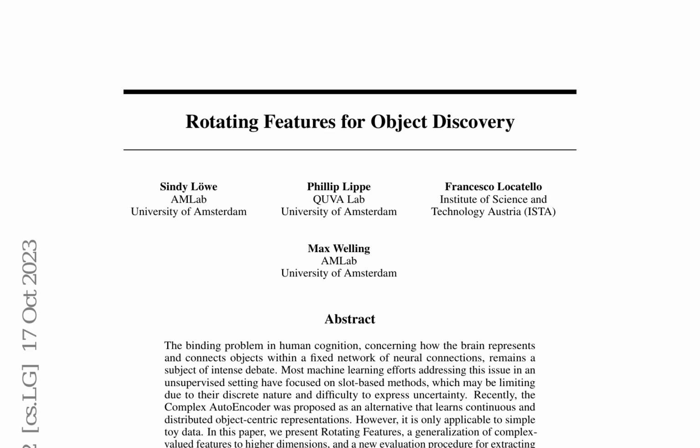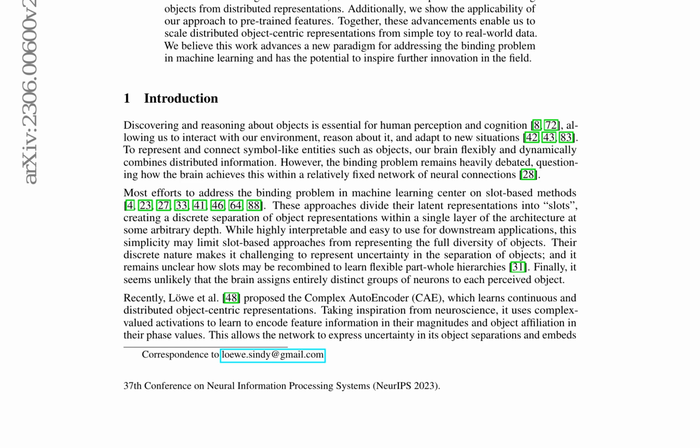The paper introduces a novel approach to address the binding problem in machine learning, which is the challenge of representing and connecting objects within a fixed network of neural connections. It proposes an alternative to slot-based methods, which have limitations due to their discrete nature and difficulty in expressing uncertainty. The authors introduce rotating features, a generalization of complex valued features to higher dimensions, and a new evaluation procedure for extracting objects from distributed representations. This approach enables the discovery of objects in real-world data, advancing the paradigm for addressing the binding problem in machine learning.